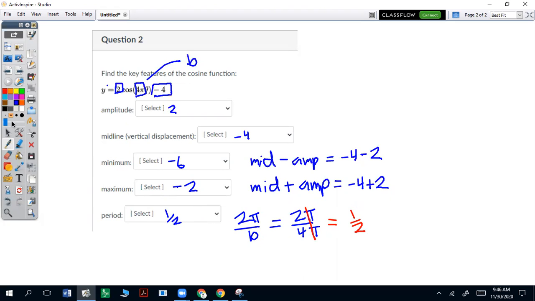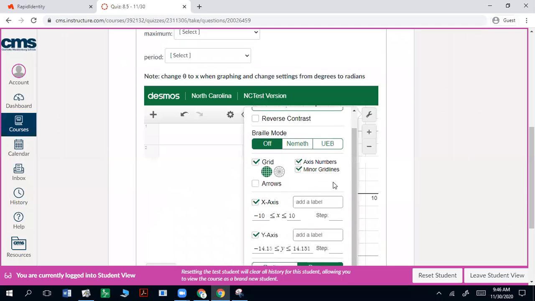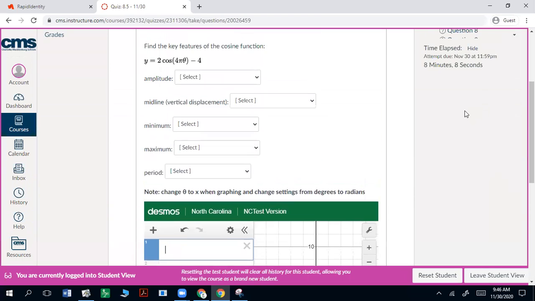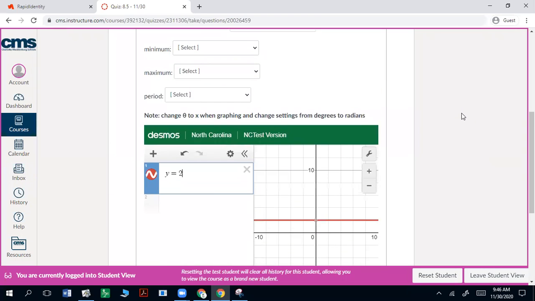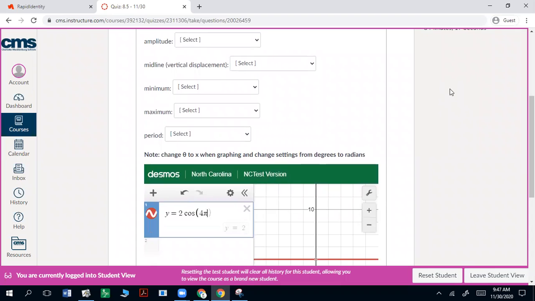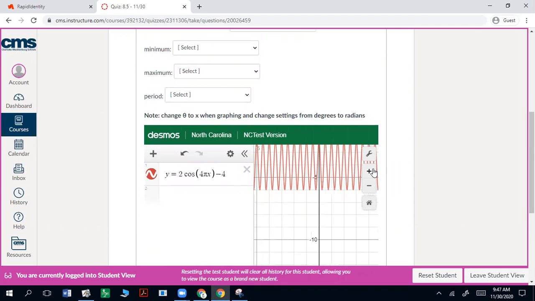Again, check it with the graph. Make sure your graphing calculator settings get changed to radians. You do y equals 2 cos parentheses. Now this one says 4 pi theta, so we just do 4 pi x. And then at the end it says -4. So let's look at that graph. Well, it's real narrow. You're going to want to zoom in.